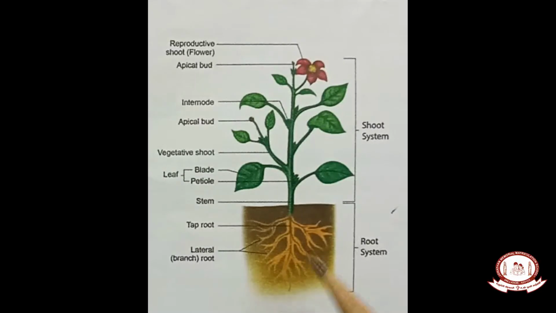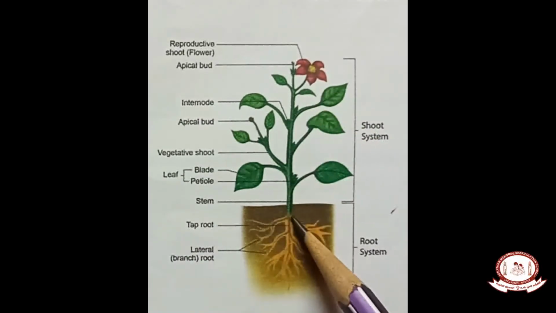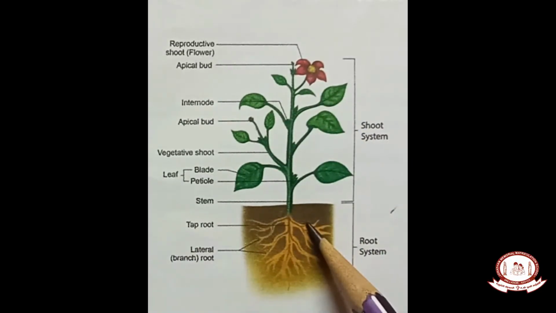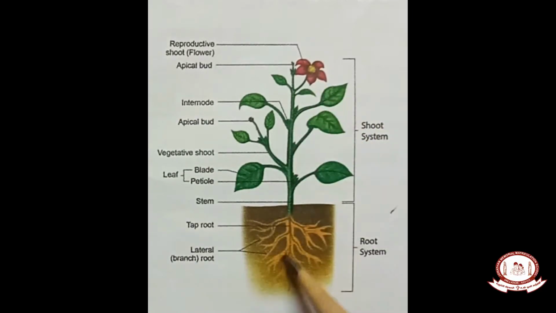Okay. Children, now please come to the picture. You just see the picture. It is given below. A plant diagram is given showing the parts of a plant. You see that diagram.